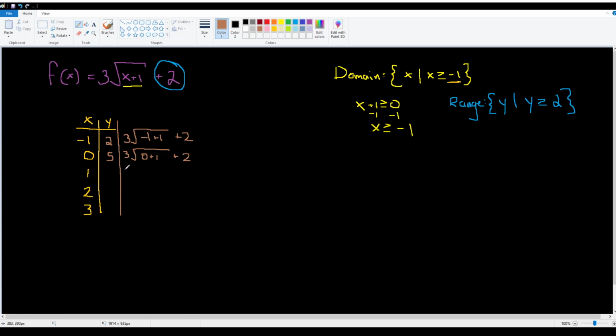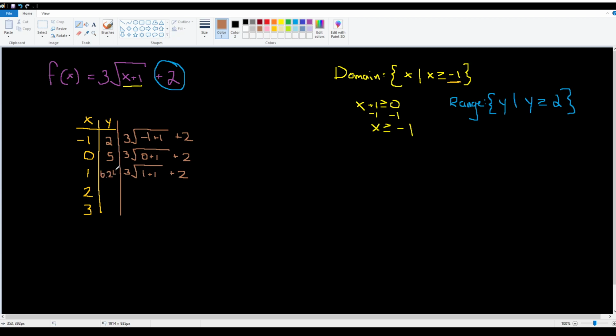I'm going to do that now for 1. 3 times the square root of 1 plus 1, plus 2. So 1 plus 1 is 2. The square root of 2 is approximately 1.41. And then the square root of 2 times 3 is going to give us approximately 4.24. And then plus 2 will give us approximately 6.24.